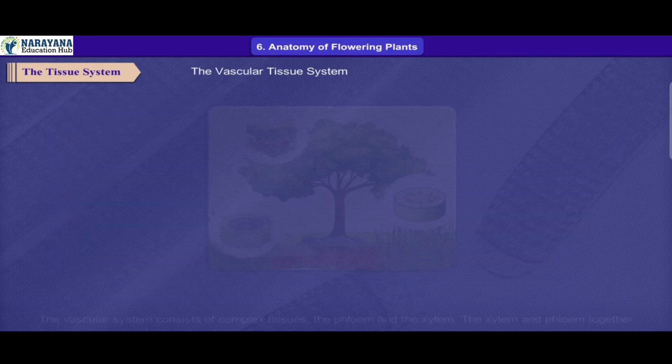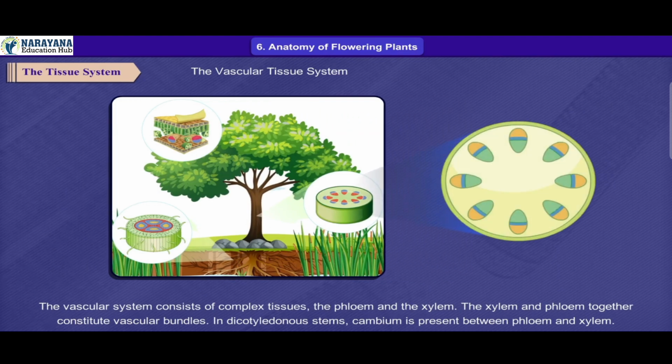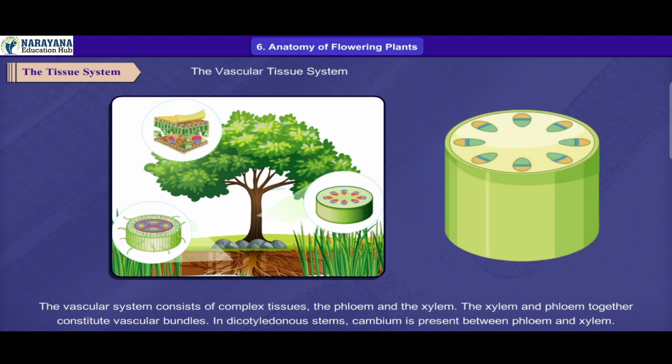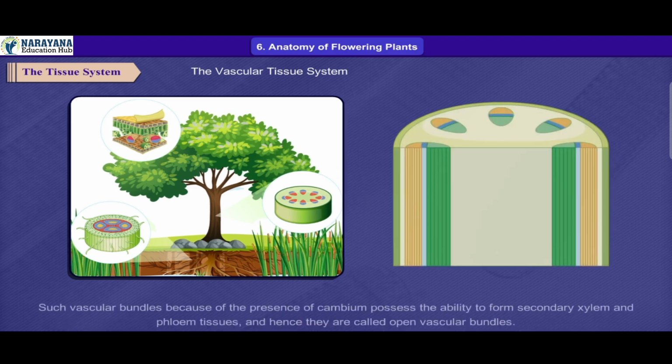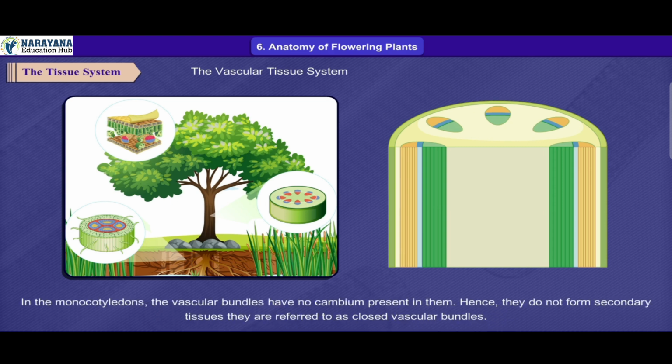The vascular tissue system. The vascular system consists of complex tissues, the phloem and the xylem. The xylem and phloem together constitute vascular bundles. In dicotyledonous stems, cambium is present between phloem and xylem. Such vascular bundles, because of the presence of cambium, possess the ability to form secondary xylem and phloem tissues, and hence they are called open vascular bundles.